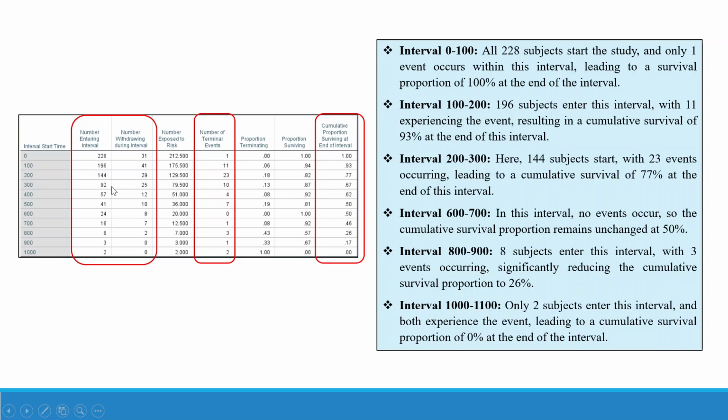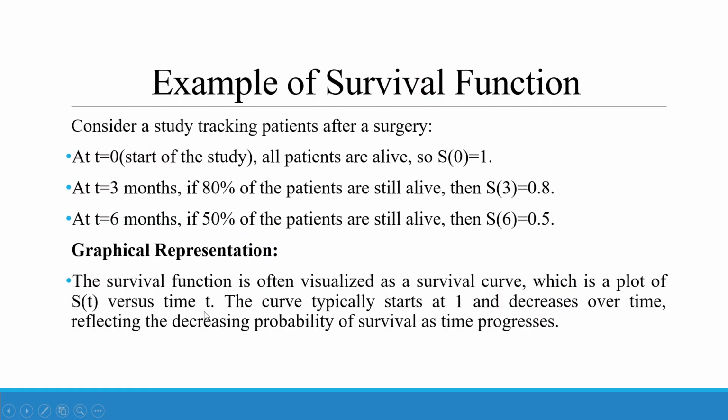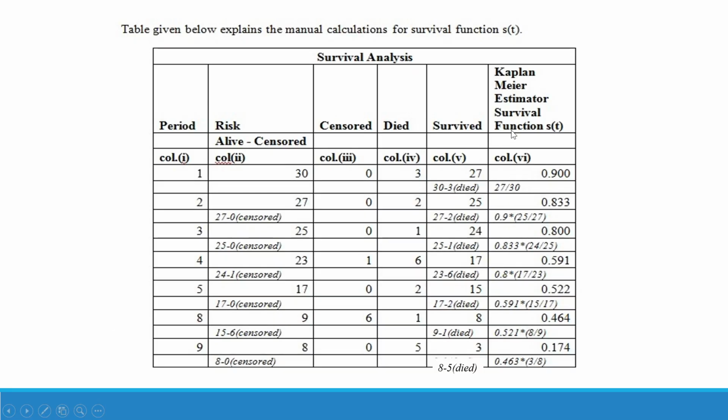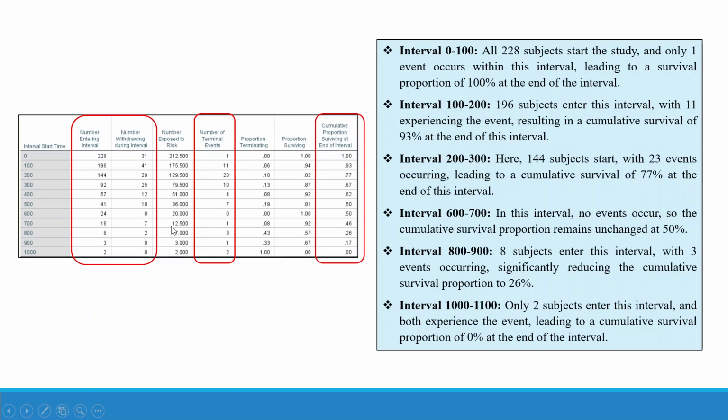So what we do, we take the ratio of number of terminal events divided by alive. Just try to recall this survival table. Okay, survived divided by alive. So we will get the Kaplan-Meier estimated survival function, S(t), the cumulative probability. The thing which you have to notice, it continuously drops.